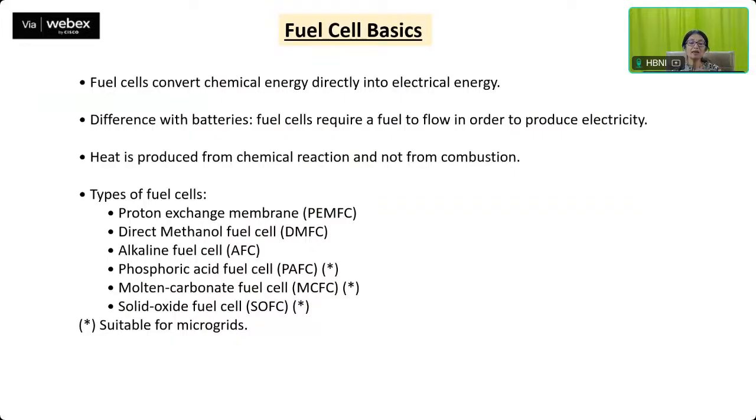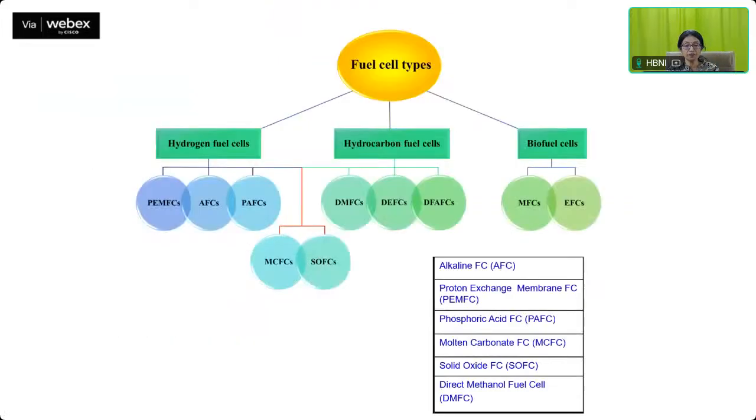There are different types of fuel cells. There can be a proton exchange membrane fuel cell. You can have a direct methanol fuel cell. You can have an alkaline fuel cell. You can have a phosphoric acid fuel cell, molten carbonate fuel cell, or a solid oxide fuel cell. The ones marked with a star, that is the phosphoric acid fuel cell, molten carbonate fuel cell, and solid oxide fuel cell, are all suitable for microgrids. The others can be used for national level grid supply to store the energy.